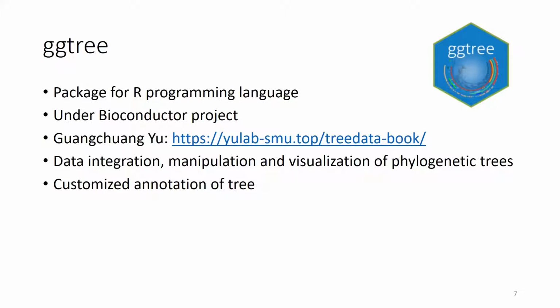ggTree is a package for R programming language, and it was released under the Bioconductor project. It was created by Dr. Yu for visualization and annotation of phylogenetic trees and other tree-like structures in conjunction with their annotation data. I highly recommend checking out this book that was written by the author, and it contains 13 chapters of just really good information and tutorials. Although there are some freely available online tools, ggTree is really robust and programmable, which is what we're looking for in these workshops. And it allows for a high level of customizability for different aspects of your tree data.